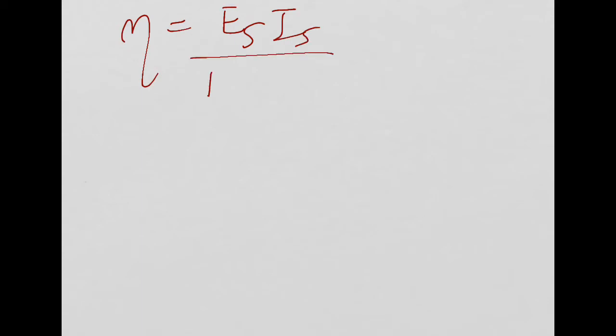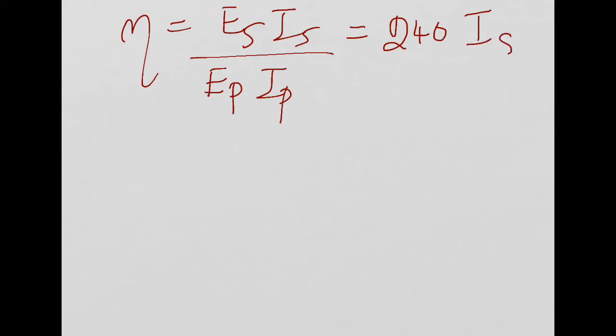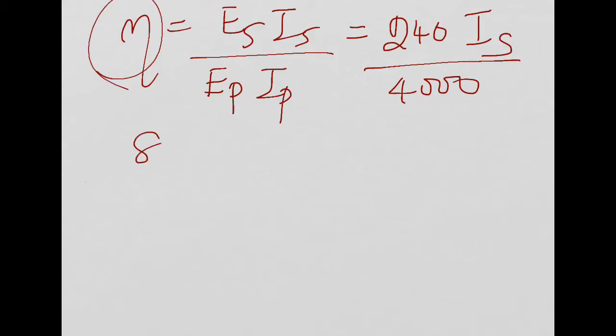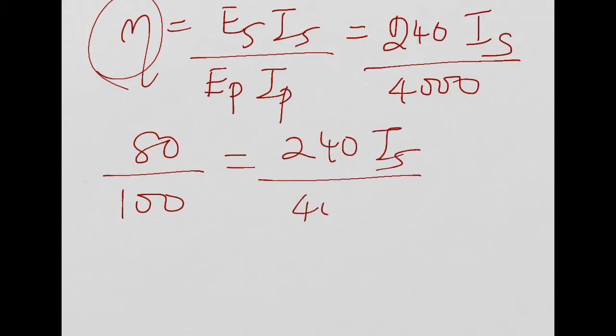So it is efficiency which is equal to output power ES into IS by input power EP into IP. Output power ES into IS, of which ES we know it is 240, IS we don't know. Input power we've been told as 4000 watts, right? And eta we've been told as 80 by 100. So I'm going to say 80 by 100 is 240 into IS by 4000.